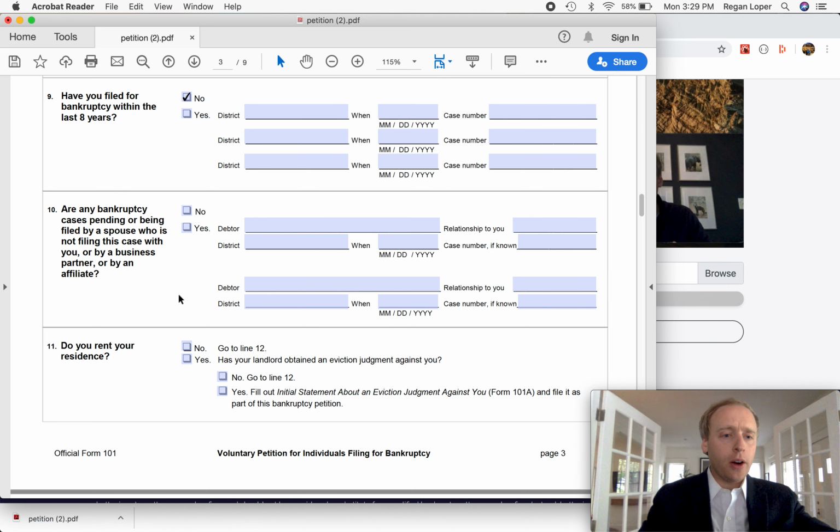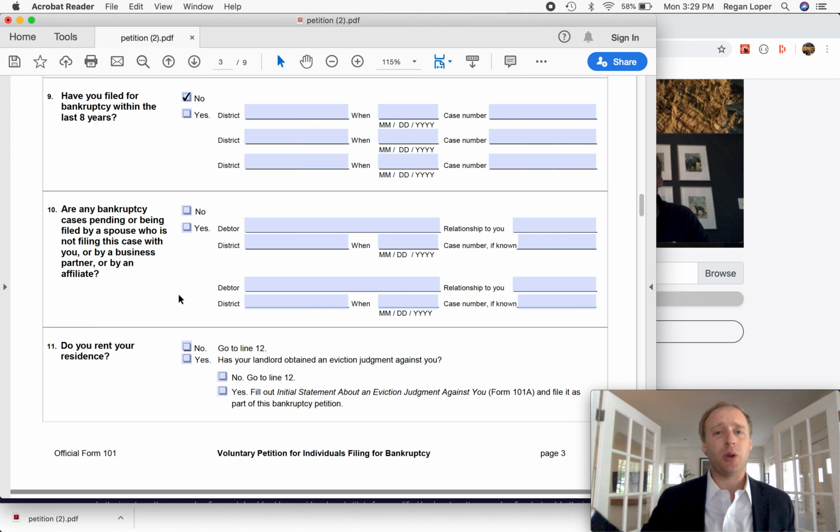Question 10. Are any bankruptcy cases pending or being filed by a spouse who is not filing this case with you, or by a business partner, or by an affiliate? So this would include a circumstance, obviously, where you've got a separate non-joint case filed by your spouse. The court wants to know about that.